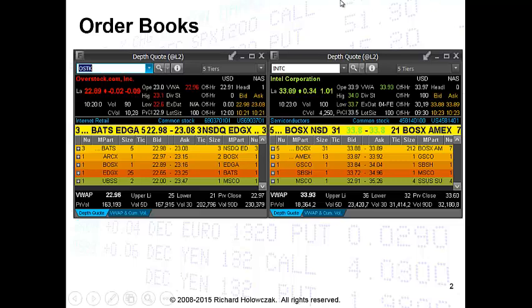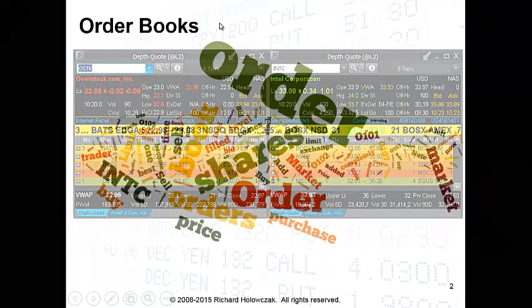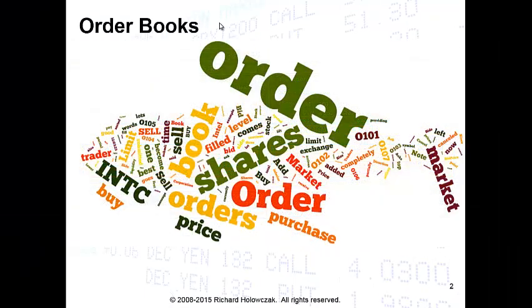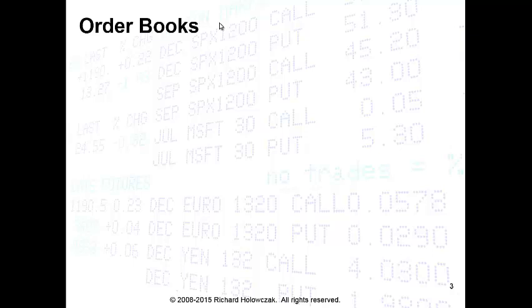Well, at their most basic, these are what we call order books. And so you'll see a lot of terminology that's thrown around the topic of order books. And so the purpose of this lecture is to just talk a little bit about the basics of order books.